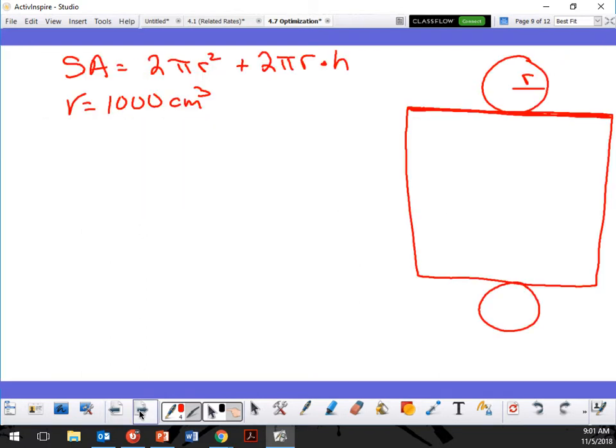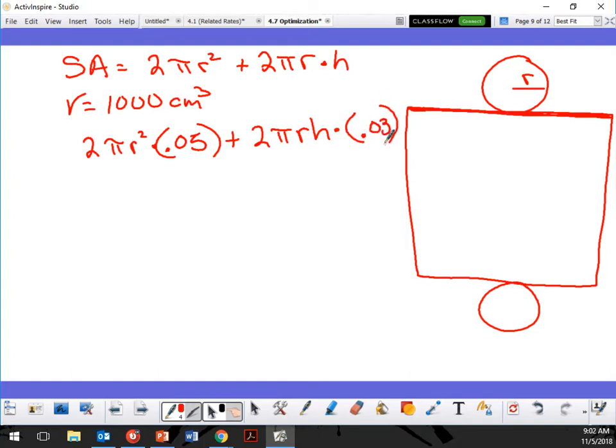So the area here would be 2 pi r squared, and that's going to be times 0.05. That's 5 cents, and this is the cost, right? Plus 2 pi r h times my cost over here, which is 0.03. So I'm going to be trying to minimize those things. Sorry, minimize.